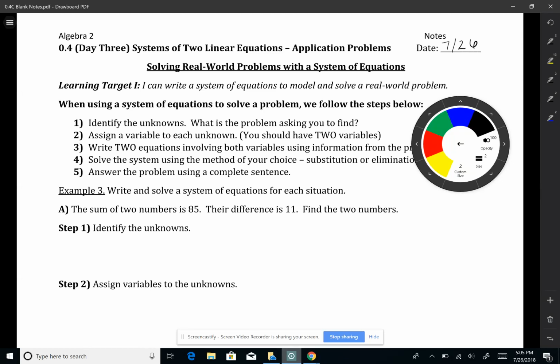Hey guys, welcome to our last section of 0.4, which is systems of two linear equations application problems. So what this means is we are actually applying linear systems to real world situations and solving them. So your learning target is I can write a system of equations to model and solve a real world problem. When using a system of equations to solve a problem, we follow the steps below.